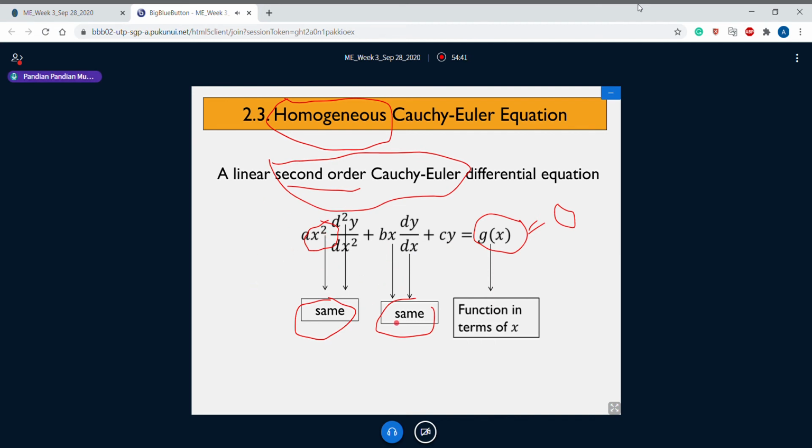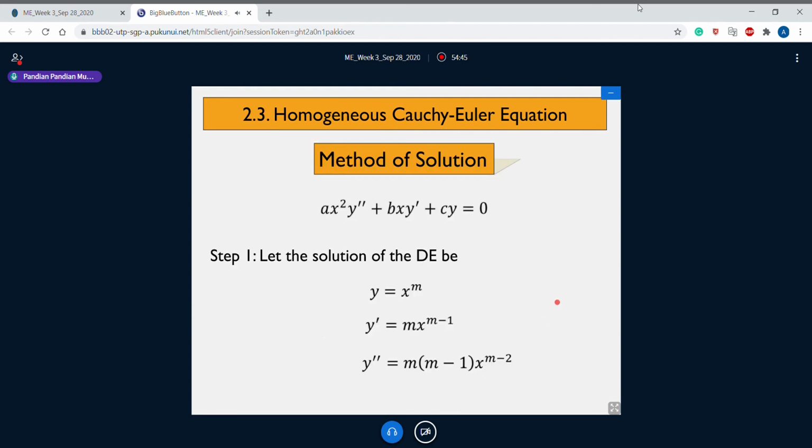So the solution of this, how to solve the second order homogeneous Cauchy-Euler equation? You see the right hand side is now 0. If not 0, then we have to study some more. That is another problem, how to handle the non-homogeneous part. Now we are concerned about homogeneous.